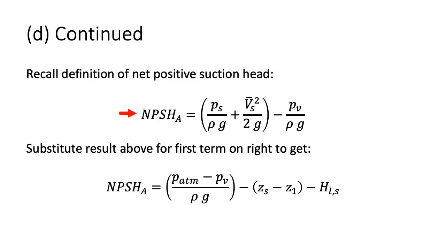Next, we recall the definition for the net positive suction head available. Substituting in our result above for the first two terms on the right, we get the relationship shown. This result gives us an equation that first compares the starting pressure for our system, in this case atmospheric, to the vapor pressure of the liquid, and then accounts for changes in elevation and head losses to determine the conditions at the suction inlet.